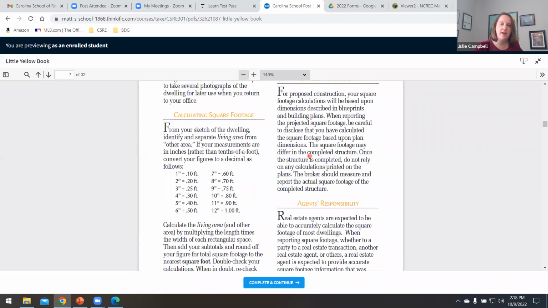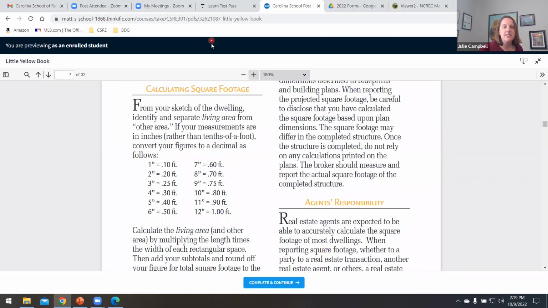But I do want to skip ahead. Mine says page 7, but it's page 5 in the book. Calculating square footage. You see this? I don't know why, but they actually do square feet in tenths of a foot, not twelfths. So it's tenths of a foot. Do you see that?